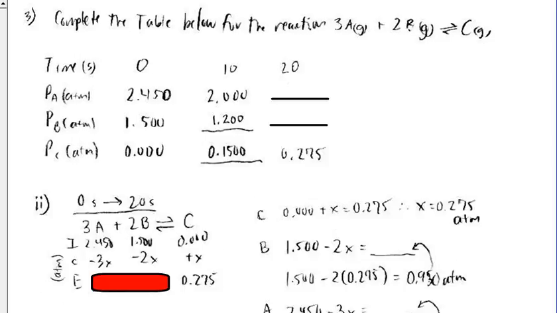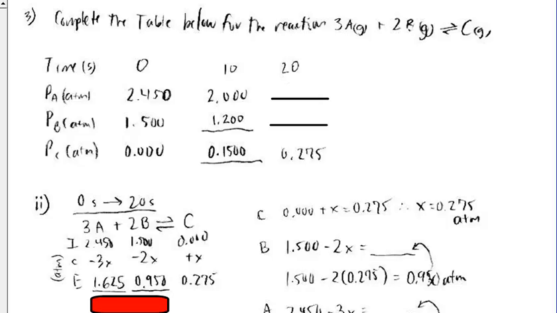When you head to the second scenario, time-wise, you're getting to 20 seconds, and you repeat the same sort of process. You set up an ICE box, and I set it up so that we're headed from 0 seconds to 20 seconds, so I'm totally skipping over 10 seconds, but I'm starting at 0 seconds and moving to 20 seconds. I set up equations in the same way, where I was able to write an equation and know that C will increase, because at 0 seconds there is no C, so it has to increase, and I'm able to figure out what X is. X has to be 0.275 atmospheres, and then you can just do a little bit of math. 1.50 minus 2 times X and 2.450 minus 3X get you the end results here of what you should have for 20 seconds.